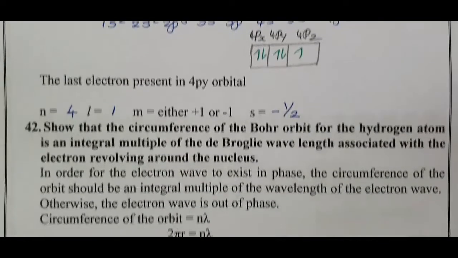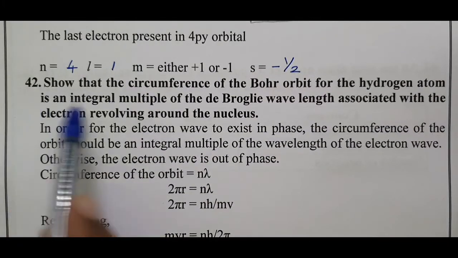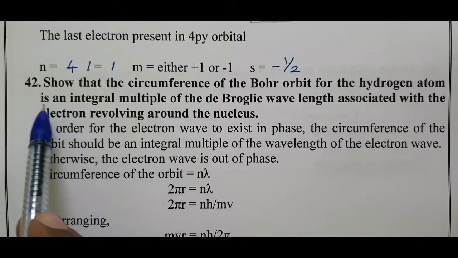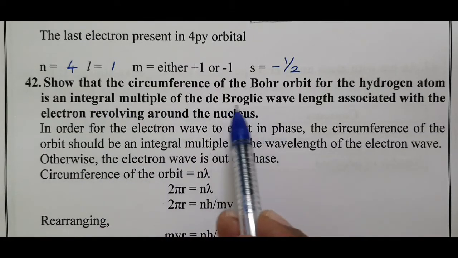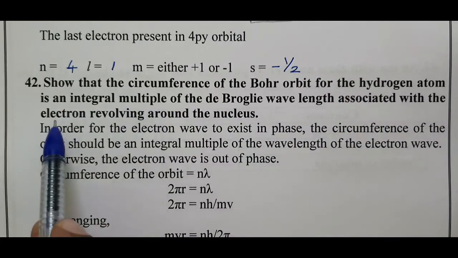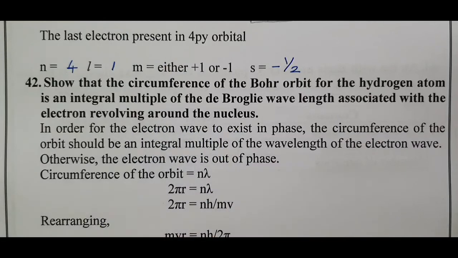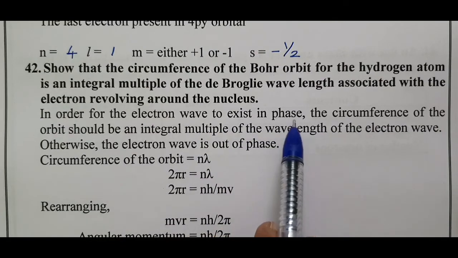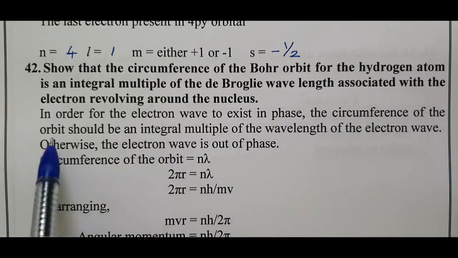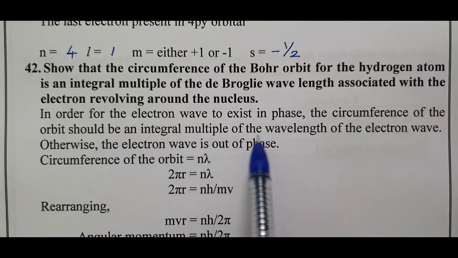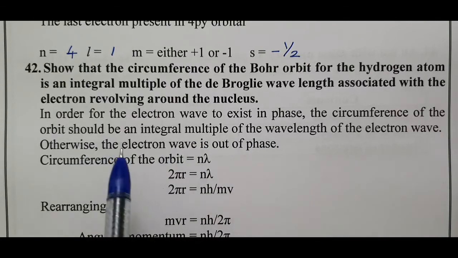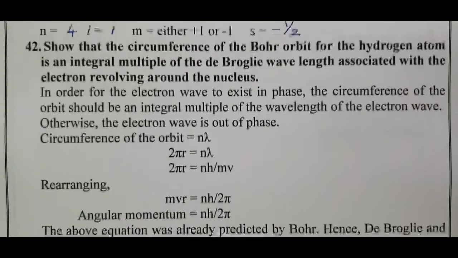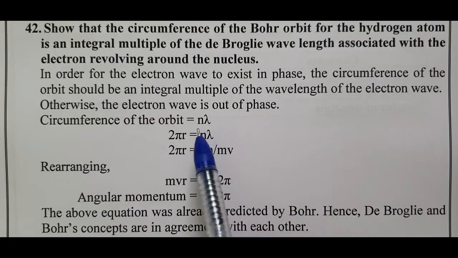Question number 42. Show that the circumference of the Bohr orbit for the hydrogen atom is an integral multiple of the de Broglie wavelength associated with the electron revolving around the nucleus. In order for the electron wave to exist in phase, the circumference of the orbit should be an integral multiple of the wavelength of the electron wave. Otherwise, the electron wave is out of phase. Circumference of the orbit equal to n lambda.